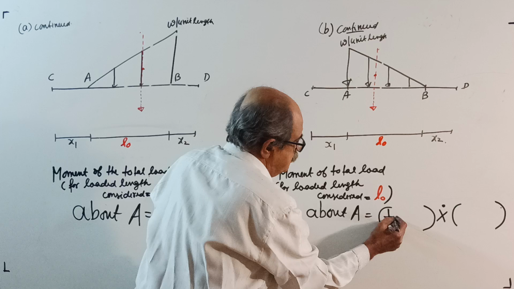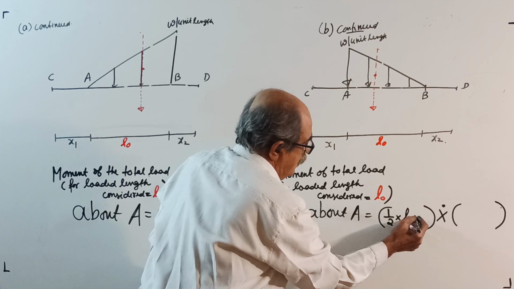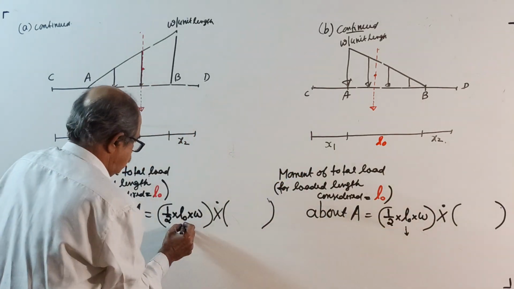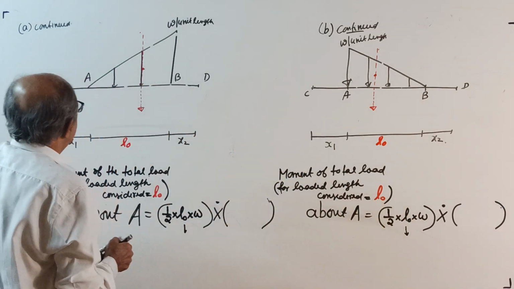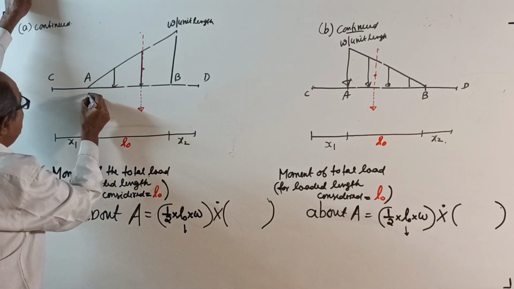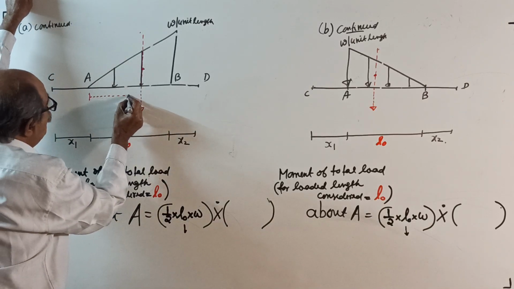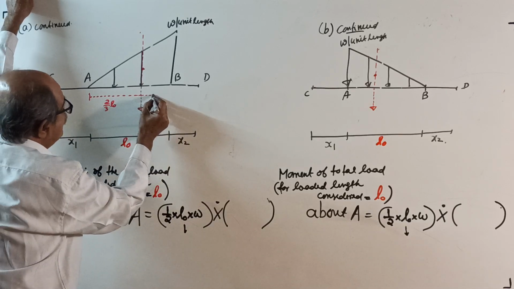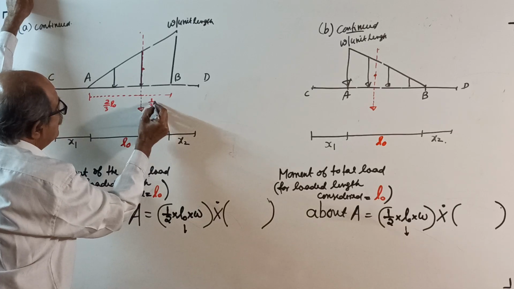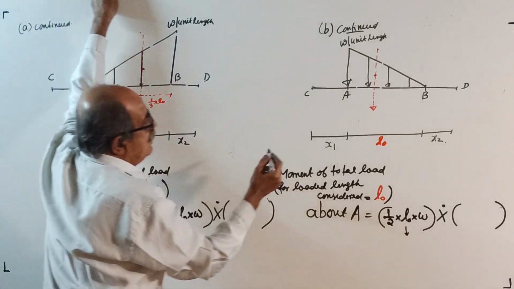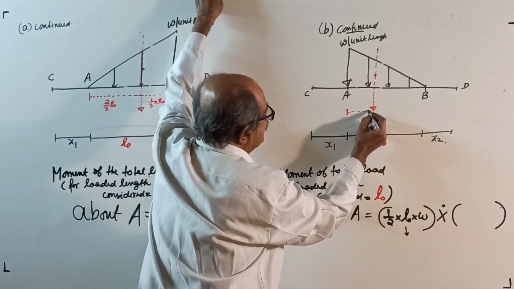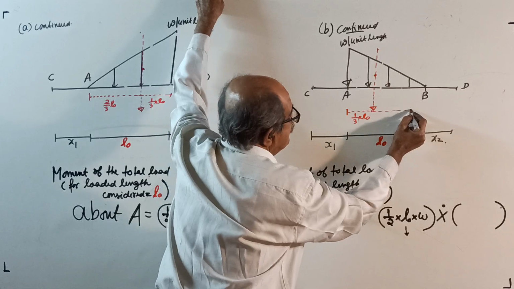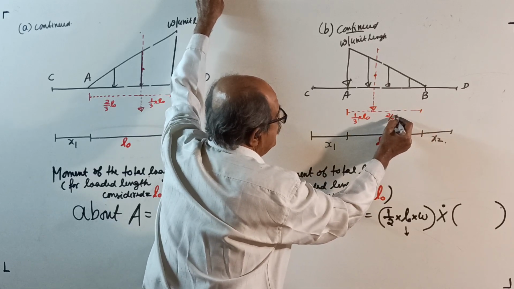Here also, half into L naught into W will give you the total load. Now do one thing, very light line: 2 by 3 of L naught, 1 by 3 of L naught here, 1 by 3 of L naught, and 2 by 3 of L naught.